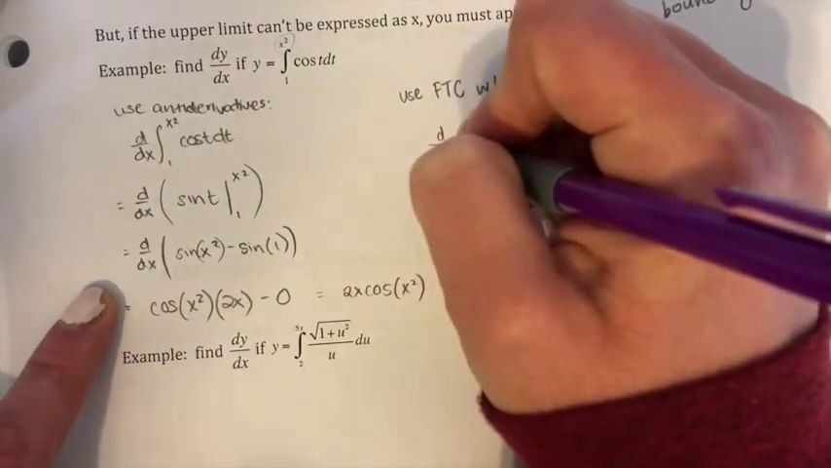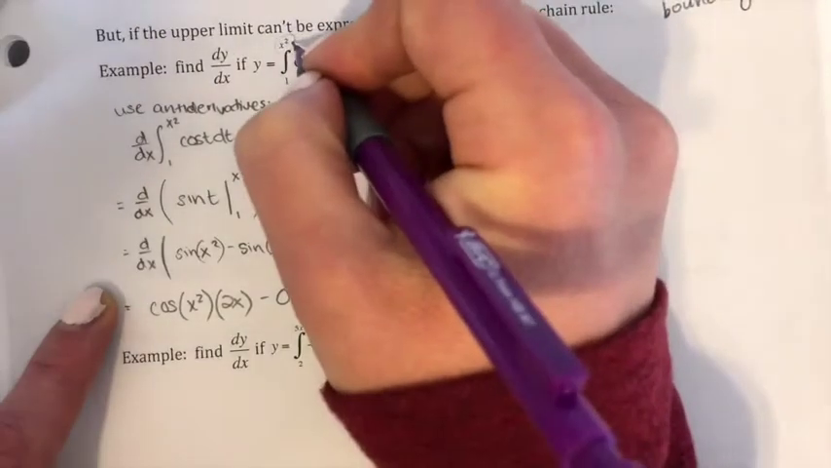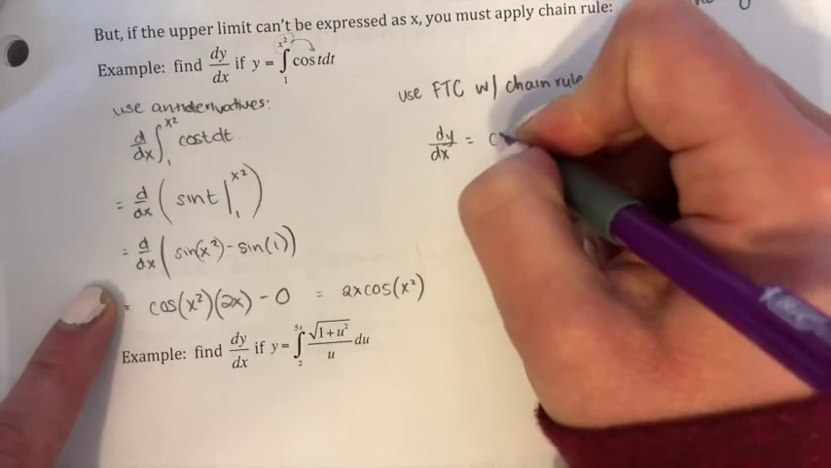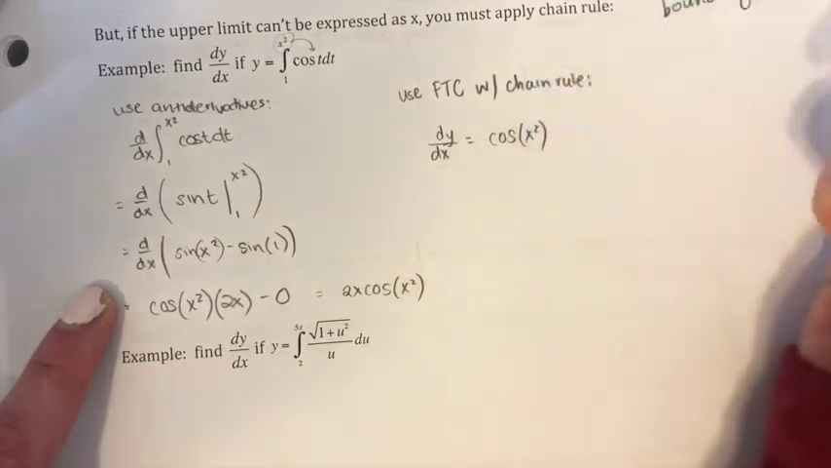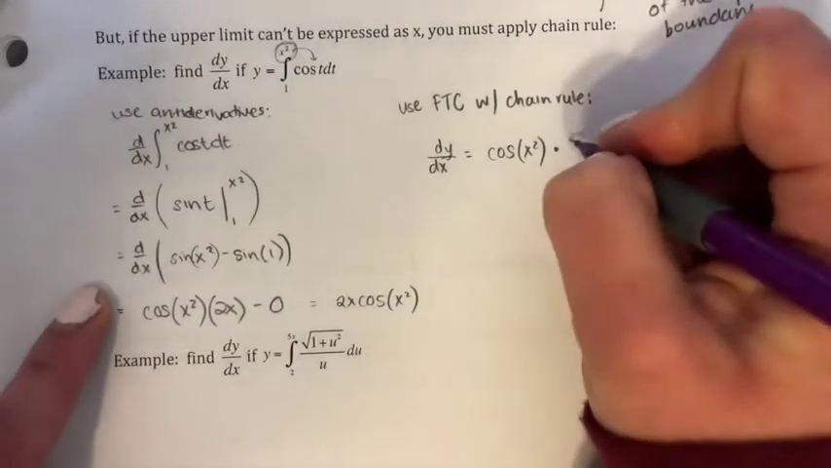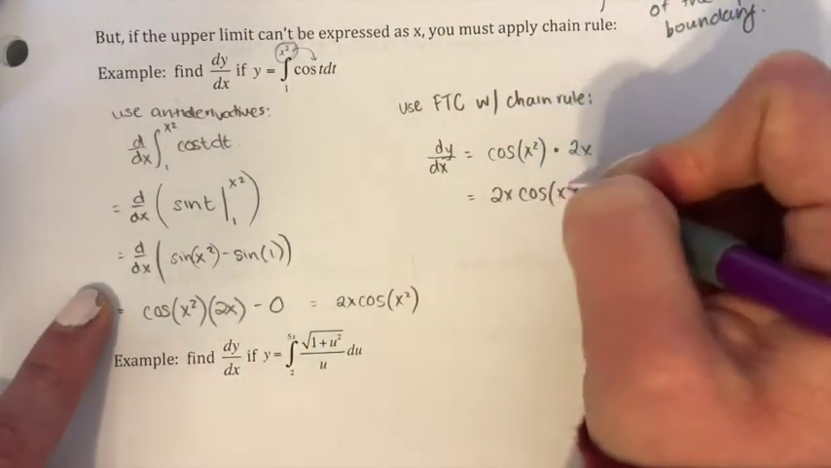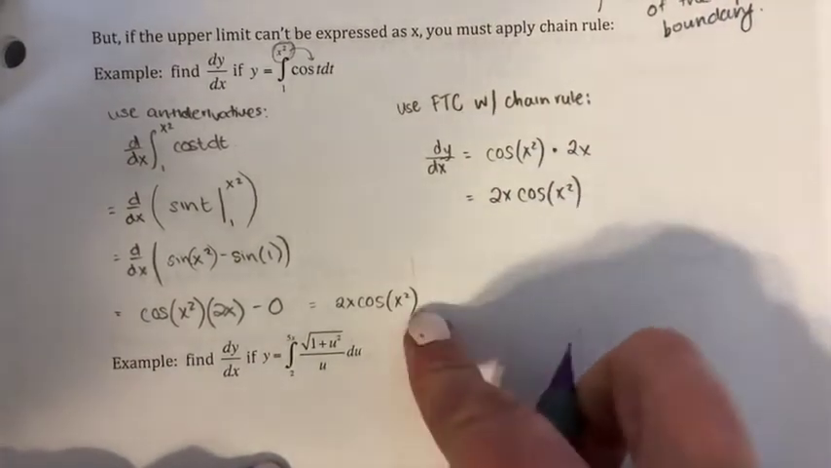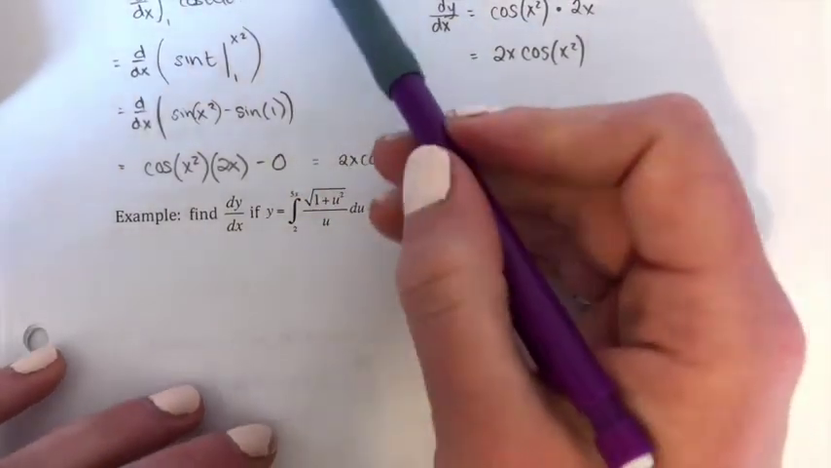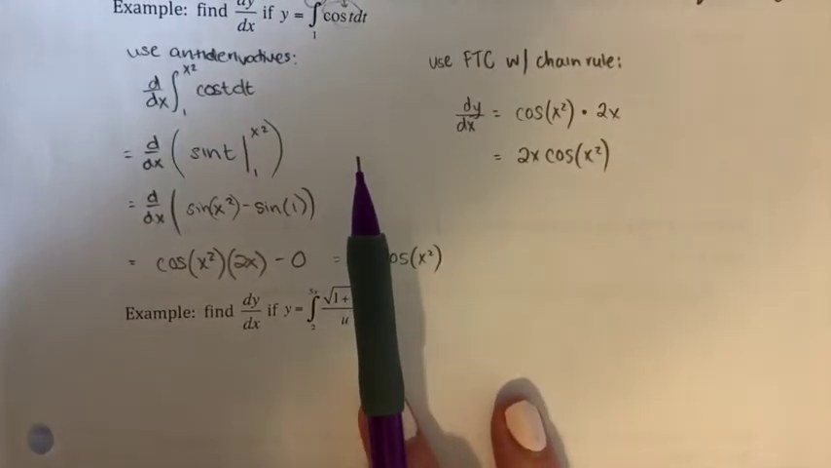So dy/dx is going to be equal to, we're just taking that x squared now and putting it in. So it's going to be cos of x squared, and then multiplied by the derivative of that upper boundary, 2x. Much easier, same result. Okay, so again, we're not doing the chain rule of the whole thing. We're just going to multiply by the derivative of that upper boundary.